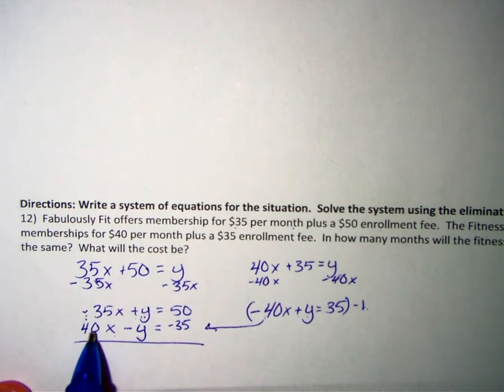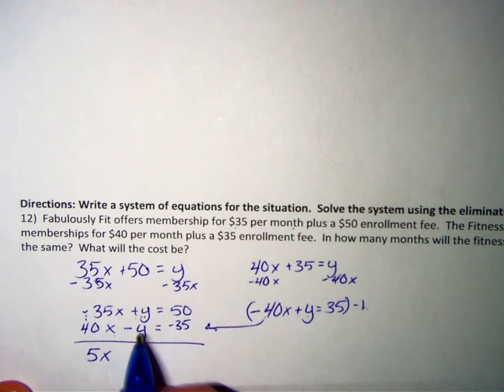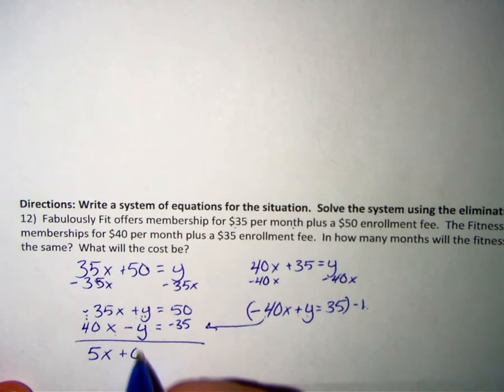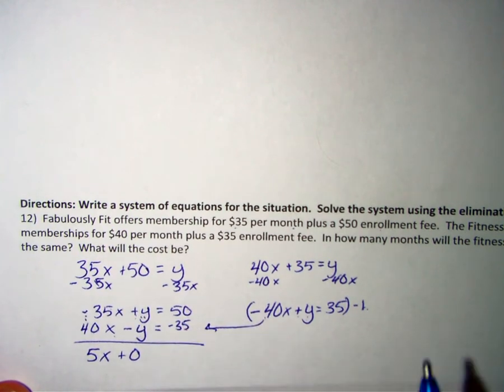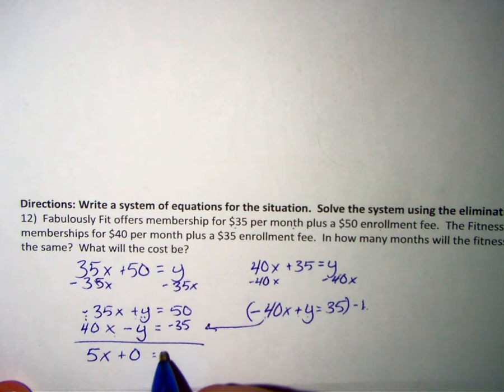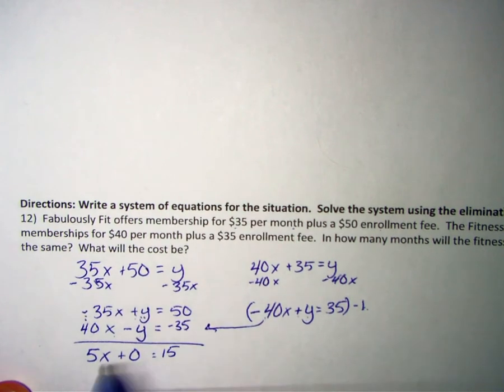So negative 35 plus 40, well, that gives me 5x. y plus negative y gives me 0. 50 plus negative 35 gives me 15. So 5x equals 15. We divide by 5, and x is equal to 3.